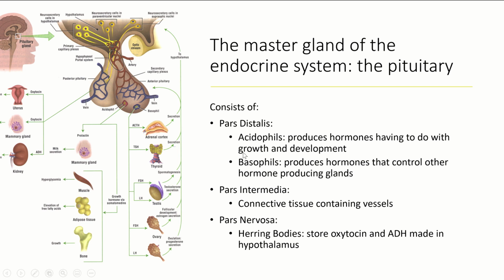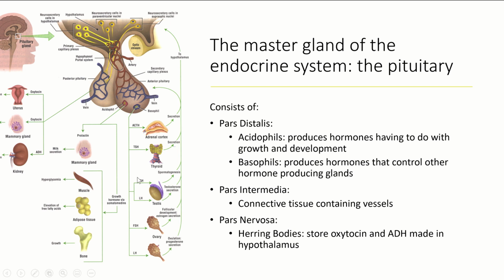Okay, the next one is going to be basophils. This is all still in the pars distalis. The basophils are going to produce hormones that control other hormone-producing glands. The way I remember that is basophils are like the base of all the other glands. So it's going to produce ACTH, adrenocorticotropic hormone. It's going to stimulate the adrenal cortex, that's another endocrine gland. It produces thyroid stimulating hormone. That's going to stimulate the thyroid, yet another endocrine gland.